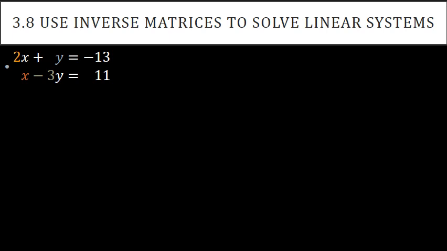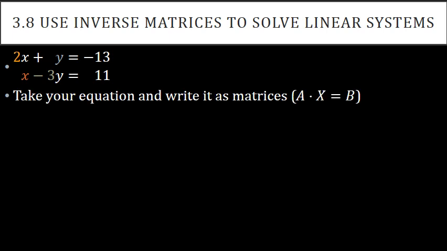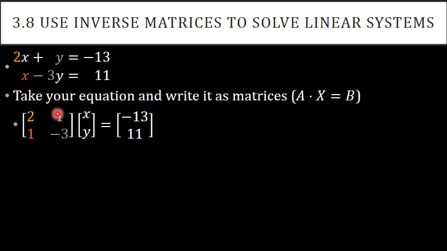Here's one where we have a system of linear equations. So before we can use matrices to solve it, we have to write it out as a matrix equation, in the form A times X equals B. So matrix A is the coefficients. Notice these are the coefficients from up here. And then we have our variables, x, y, equals the constants.